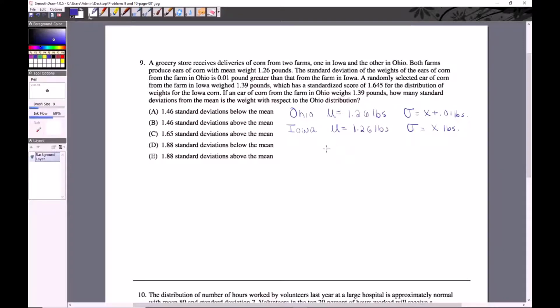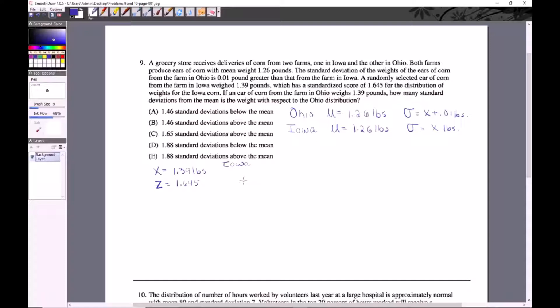All right. So a randomly selected ear of corn from the farm in Iowa weighed 1.39. So we'll just call that a measurement, an X, 1.39 pounds. So this is Iowa. Which has a standardized score of 1.645. Right, a standardized score is a z-score. So that's 1.645. Okay? For the distribution of weights for Iowa corn.